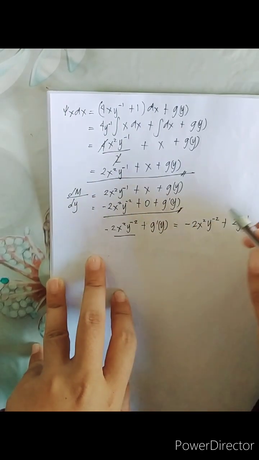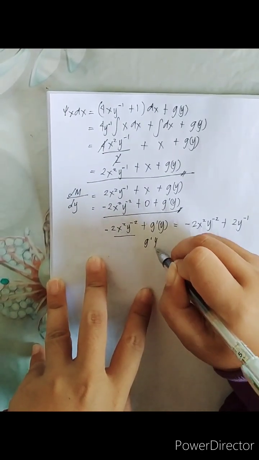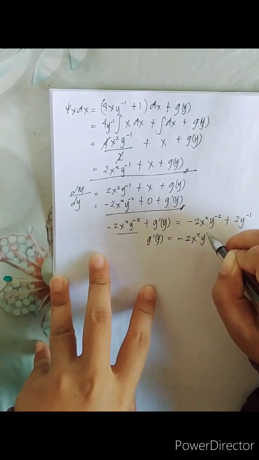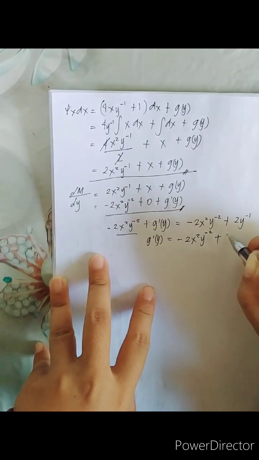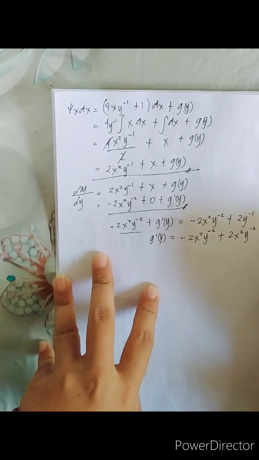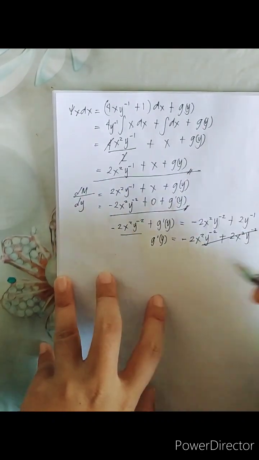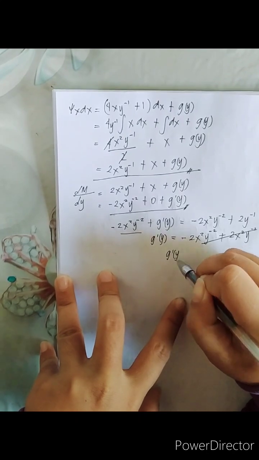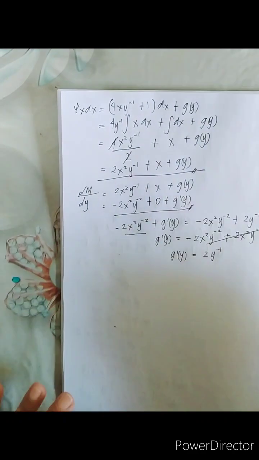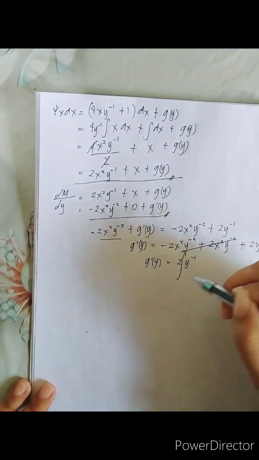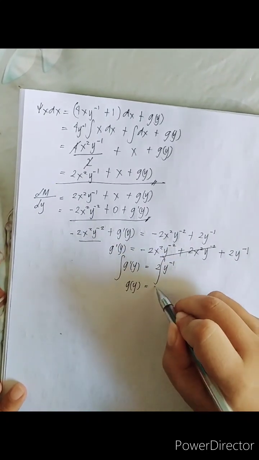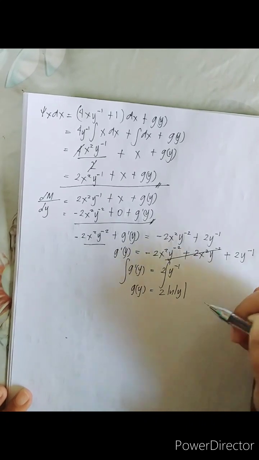Transpose this to the right side, which will be g prime of y equals 2x squared y raised to negative 2 plus negative 2x squared y raised to negative 2 plus 2y raised to negative 1. This will be cancelled. Then g prime of y is equal to 2y raised to negative 1. Then let us integrate this. Our g of y will be 2 ln y.